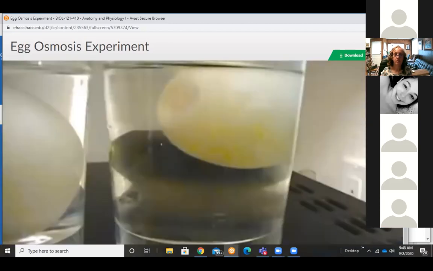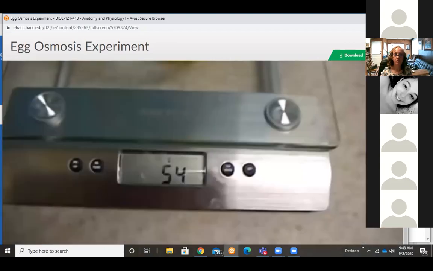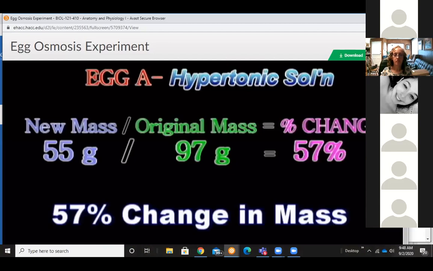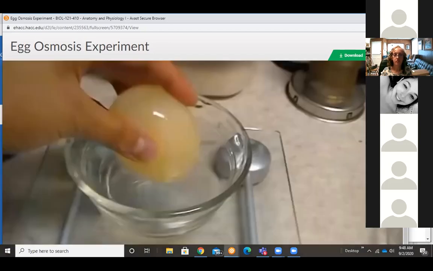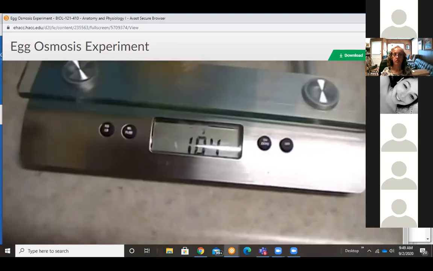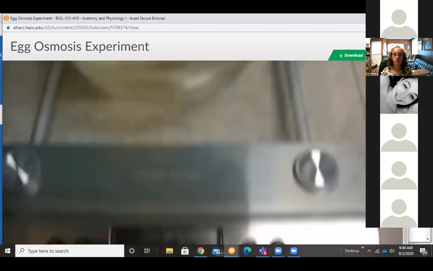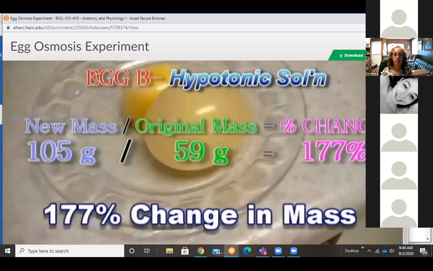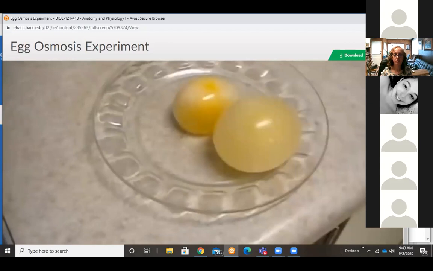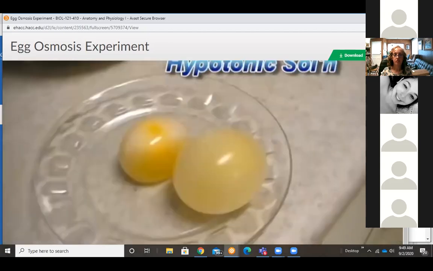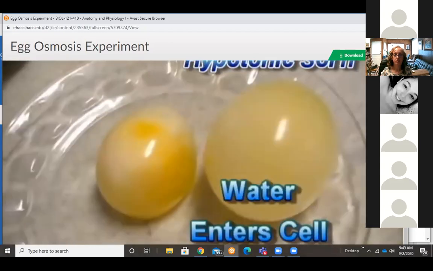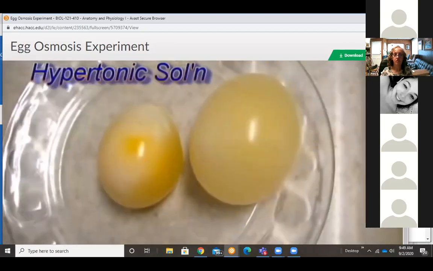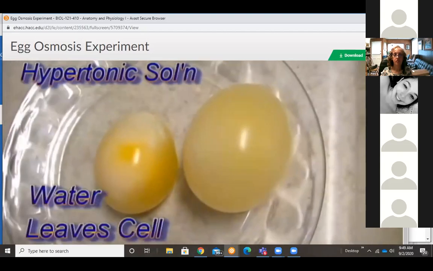Egg A went from 97 grams to 55 grams. Egg A has decreased to 57% of its original weight. Egg B went from 59 grams to a whopping 105 grams. Egg B has increased in weight to 177%. From this experiment, we can definitely conclude that when a cell is in a hypotonic solution like water, water enters the cell. On the other hand, when a cell is in a hypertonic solution like corn syrup, or more realistically salt water, water will leave the cell.